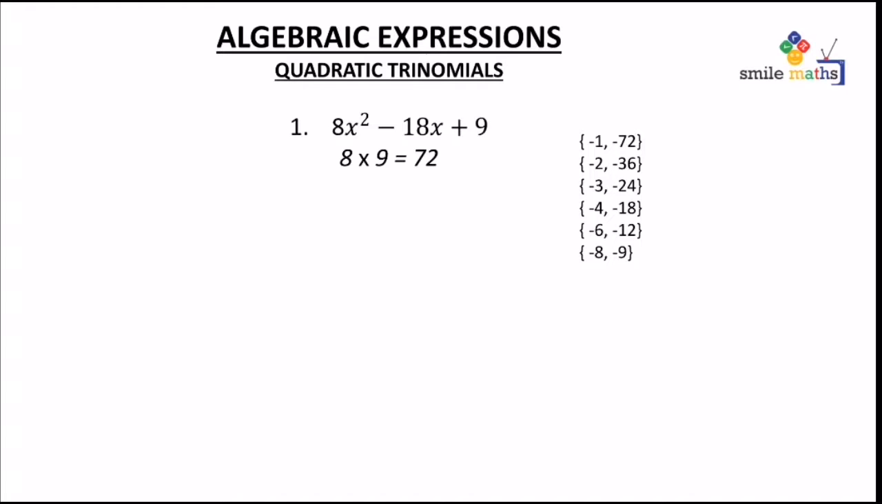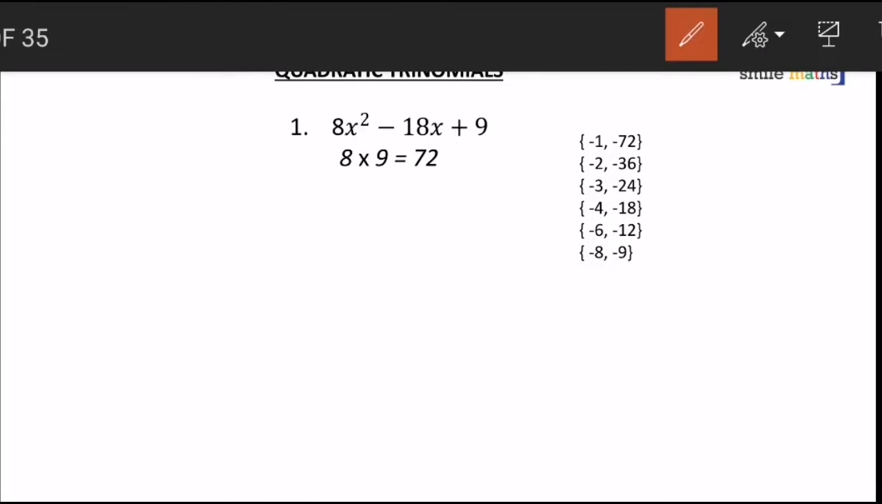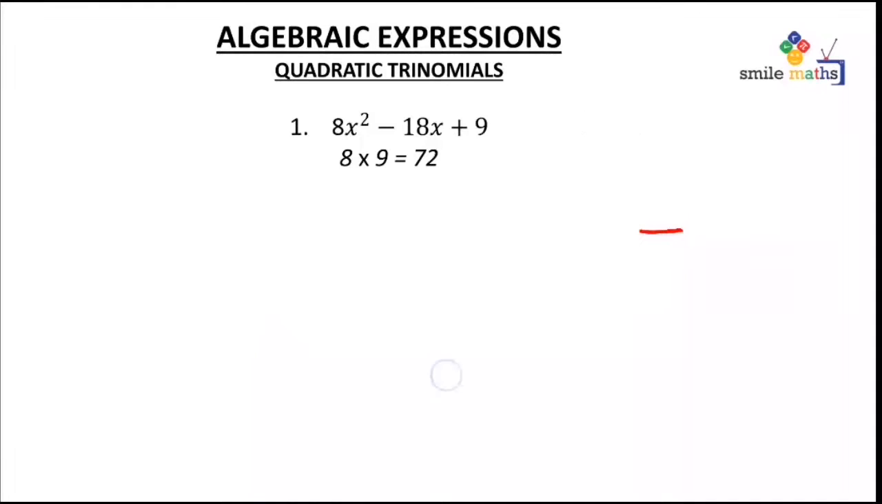Likewise, negative 2 and negative 36. We have negative 3 and negative 18. Still no. Negative 4 and negative 18. No. But when we look at negative 6 and negative 12, when we multiply them, it gives us 72, alright. And when we add them, it gives us negative 18. So that becomes our best fit.